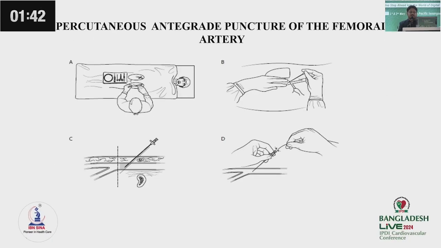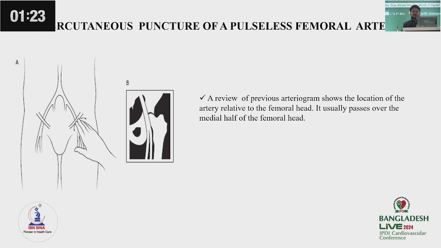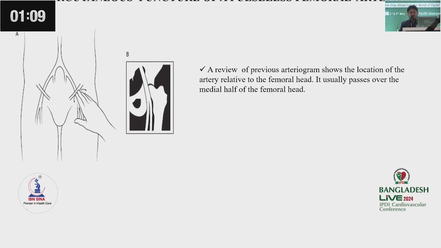Percutaneous antegrade puncture of the femoral artery. Here is a pictorial showing that. For puncture of a pulseless femoral artery, we can use a duplex probe. Sometimes a calcified common femoral artery is palpable in thin patients. A previous arteriogram showing the location of the femoral artery relative to the femoral head is also a way to identify the femoral head for puncture.